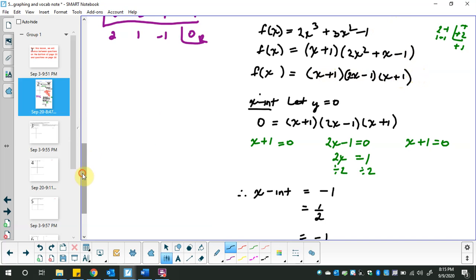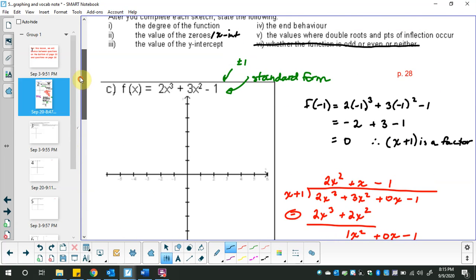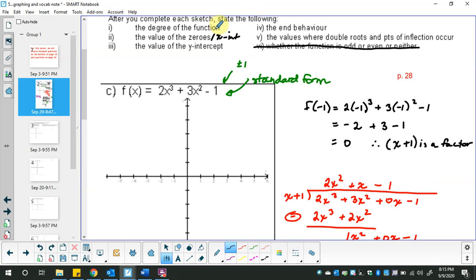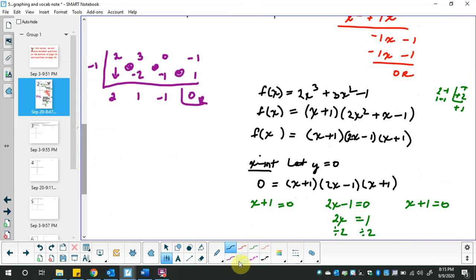So in doing this much work, which is quite a bit of work, we can figure out the degree. So the degree is 3, and we can figure out the x-intercepts or zeros fairly quickly. So I'm just going to label that stuff. So I was degree, and it was 3. And I was the x-intercepts.